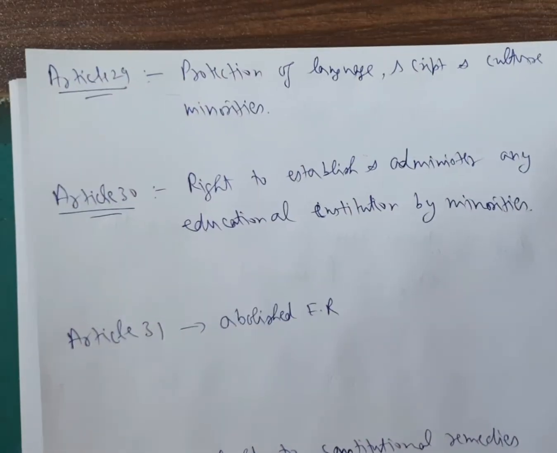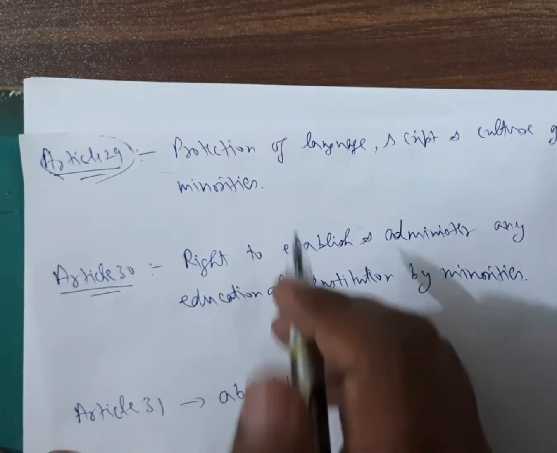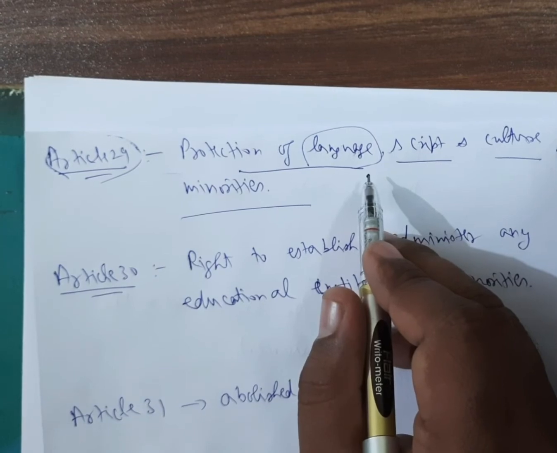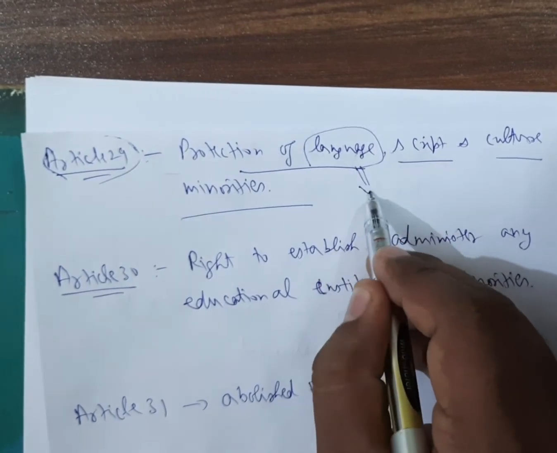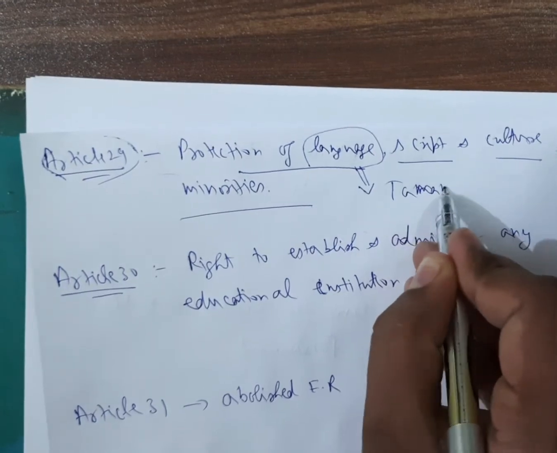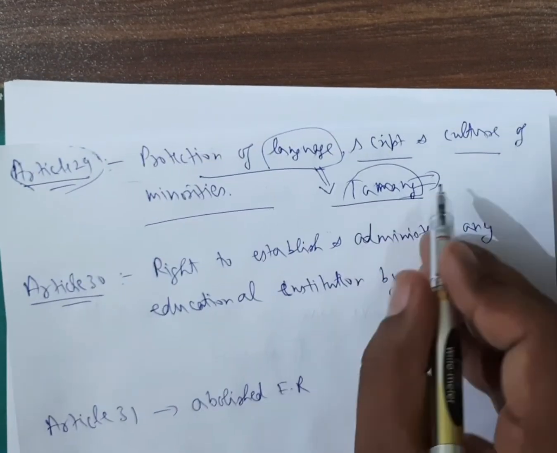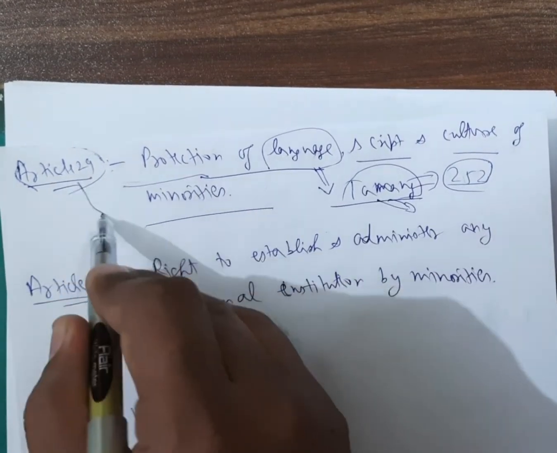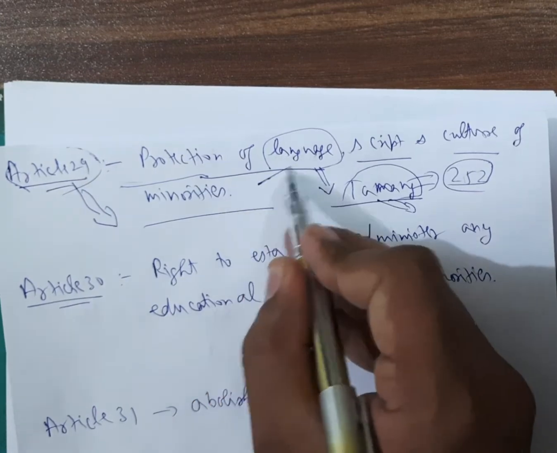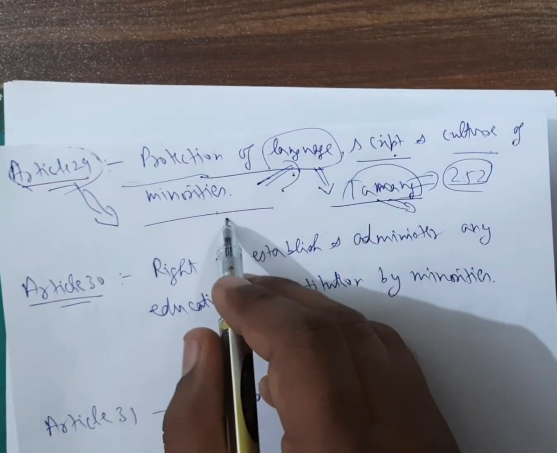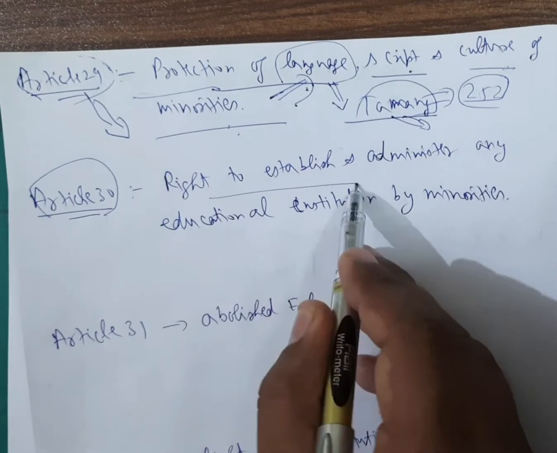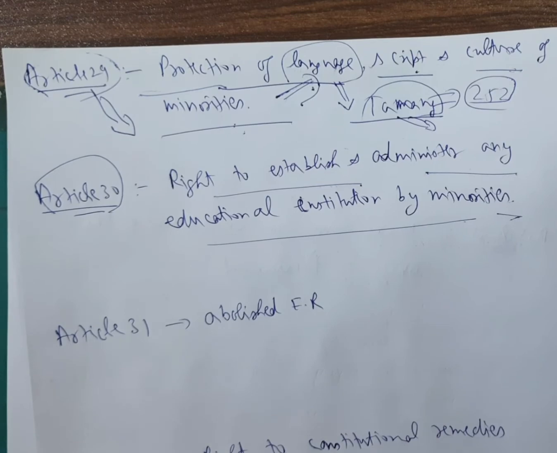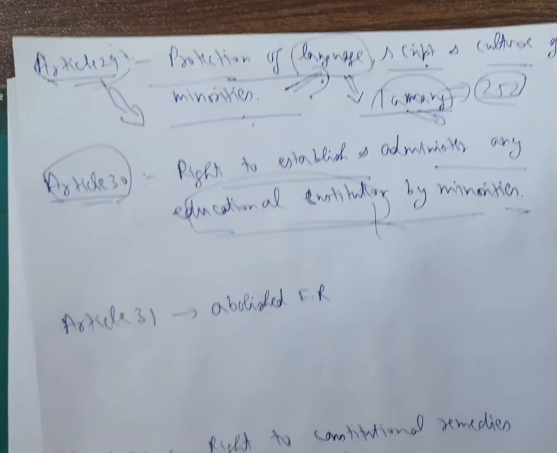Okay, so then we go on to article 29. Article 29 is protection of language, script, and culture of minorities. You may have seen the Tamang minority of Arunachal Pradesh, whose Tamang language is recently going extinct, with only about 252 people who speak this language. So the constitution gives the fundamental right to protect any language, script, and culture of minorities. And then article 30, that is the right to establish and administer any educational institution by minorities. If minorities want to establish and administer any educational institution, they are free to do it. They have the fundamental right to do it.